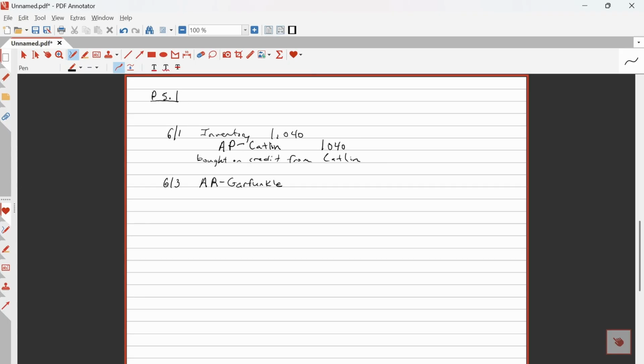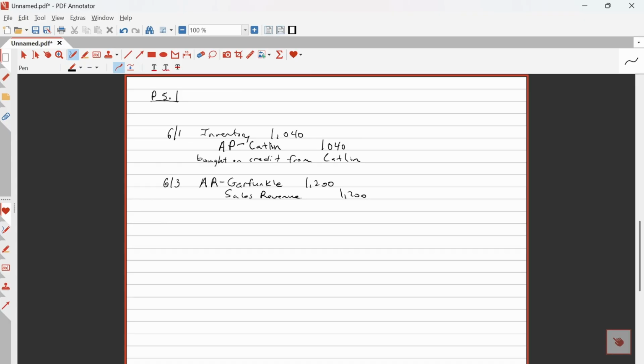So accounts receivable Garfunkel for the sales price of $1,200. We want to increase our sales revenue as well by crediting sales revenue. So assets go up. Not cash, we didn't get cash, but we got a promise that we're going to get cash in the future. That's an asset, that's called accounts receivable. Sales revenue goes up because we gave them the goods, the books, so we've earned revenue. Revenue goes up with the credit.